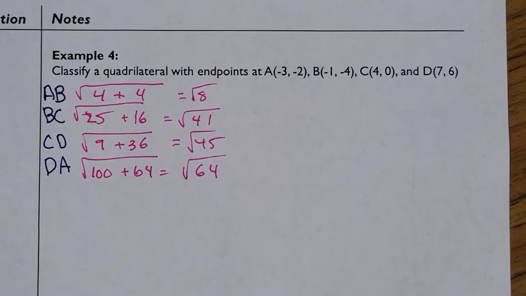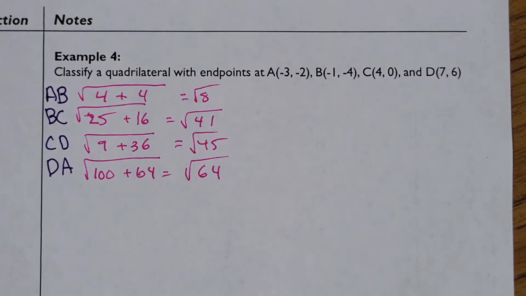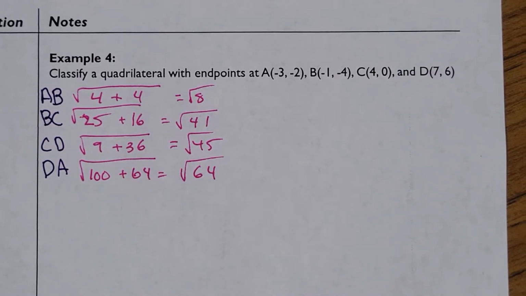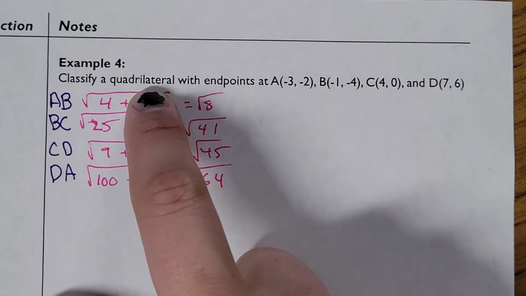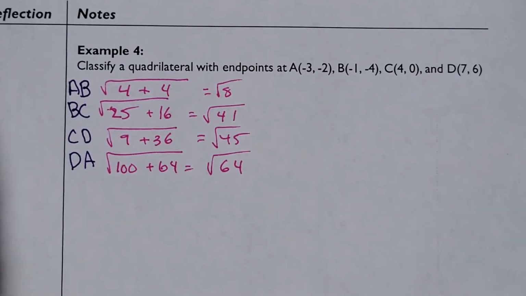All right, so there's A, B, B, C, C, D, D, A done. I kind of shorthanded it to do it quick. You can see all 4 sides came up different. This leads me to believe one of 2 things, right? This could be nothing special. It could just be a boring, basic quadrilateral, super basic. But it also could be a trapezoid.